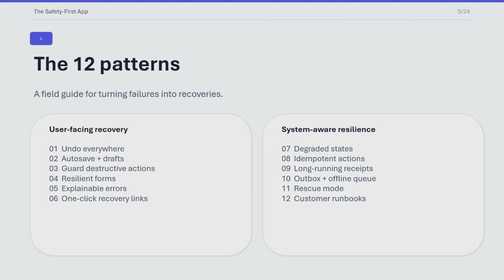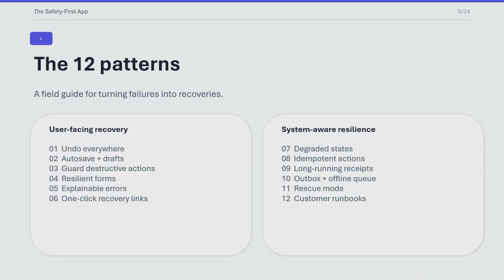So what are the 12 patterns? Here's a field guide for turning failures into recoveries. Firstly, on the user-facing recovery side, number one, undo everywhere. I'm going to go through these one by one later on, but for now I'm just going to walk through each of them first.